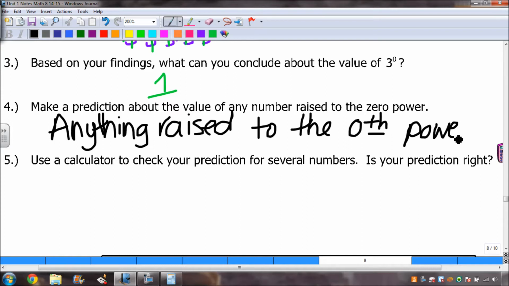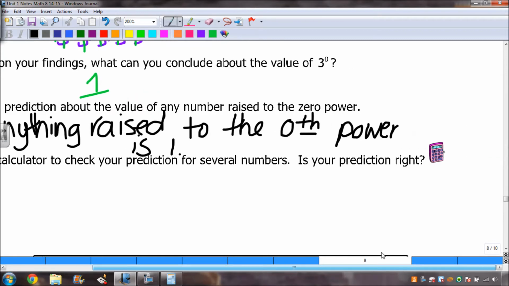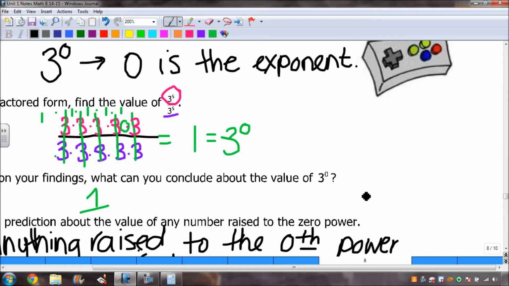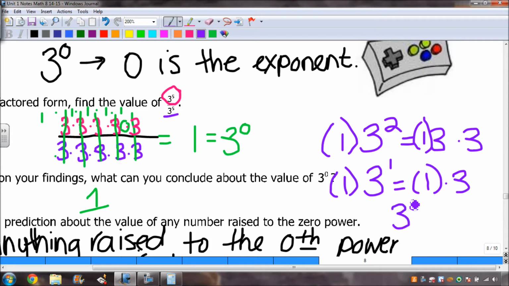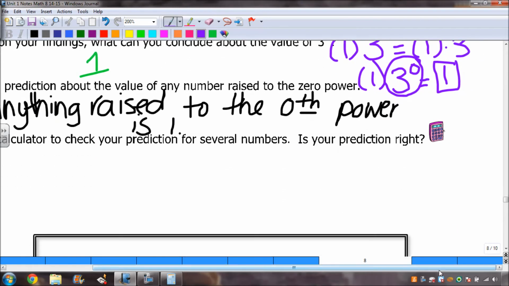It's always 1. And let me explain a little bit more as to why it's always 1, okay? So remember how we said that 3 to the 2nd power just means 3 times 3, right? But there's always an invisible coefficient of 1, right? So it's 1 times 3 times 3. If I have 3 to the first power, I've got an invisible coefficient of 1, so it's 1 times 3. So if I've got 3 to the 0th power with my invisible coefficient of 1, it's 1, and then this means there's no threes left over, so it's got to be 1. So anything to the 0th power is always 1, okay?